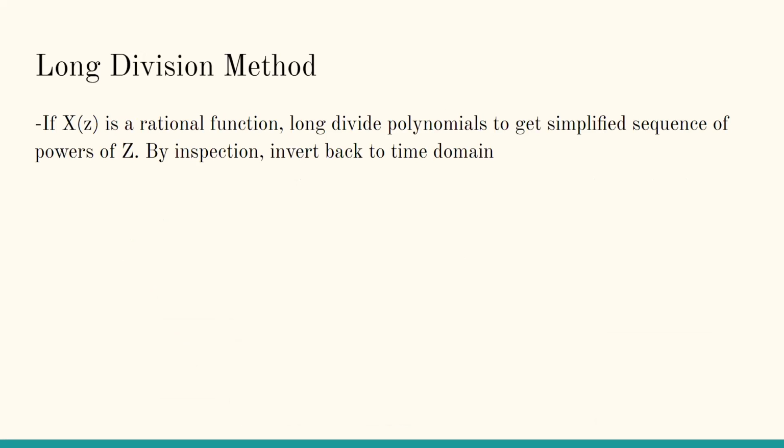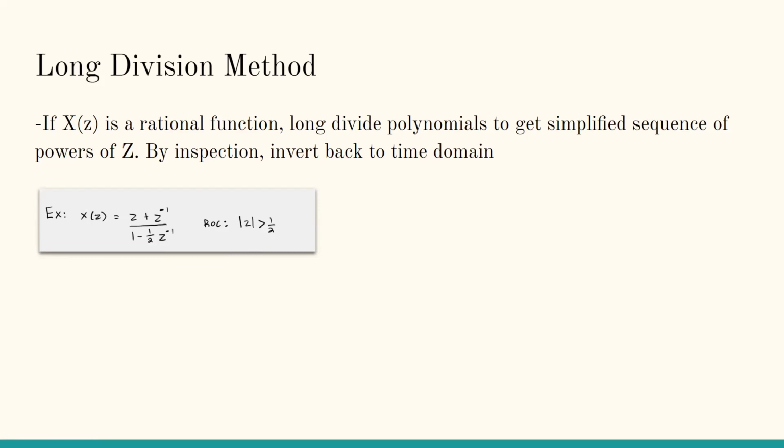For our long division method, if our X of z is a rational function, we can perform polynomial long division and instead express it as a geometric series of powers, and thereby the inspection and inversion back to the time domain is much easier. And so just a quick example, if we have some rational function X of z with its region of convergence defined, just to note that region of convergence, it is said to be a causal signal because of it, meaning that in the time domain it exists for k greater than or equal to 0, or it's a right-sided signal.